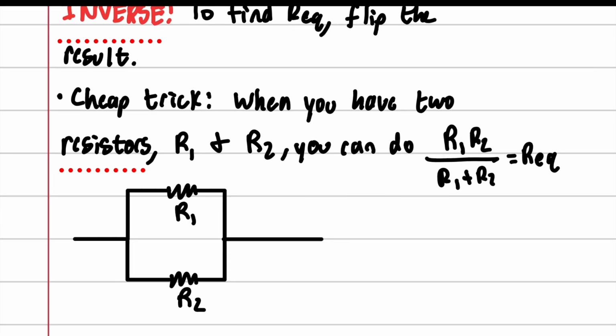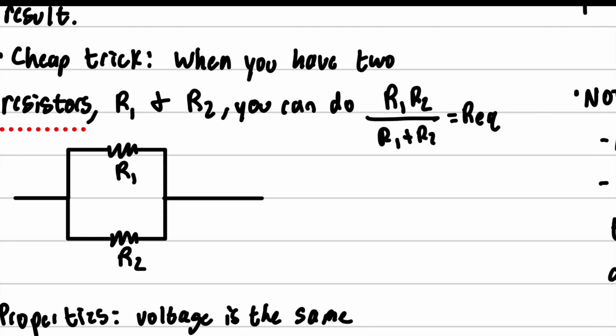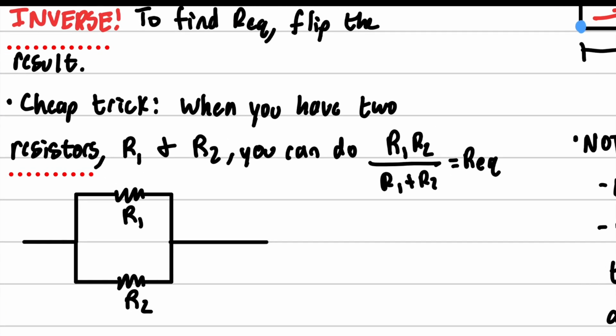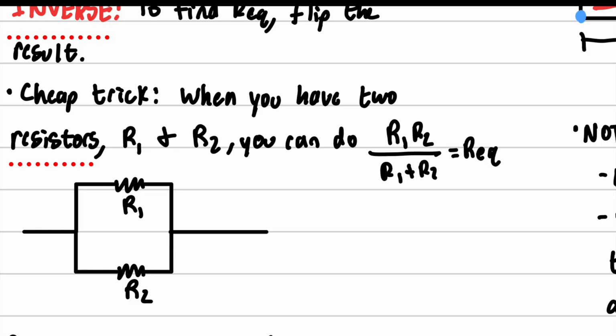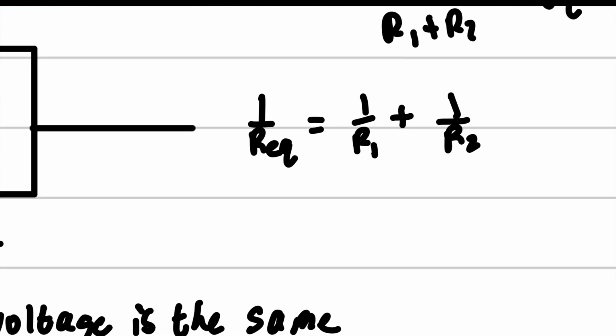So when you have two resistors, R1 and R2, you can do this right here. And I will prove that to you guys. So we have 1 over R equivalent is equal to 1 over R1 plus 1 over R2, right? And now we want to combine these guys. Okay, so how are we going to combine them?